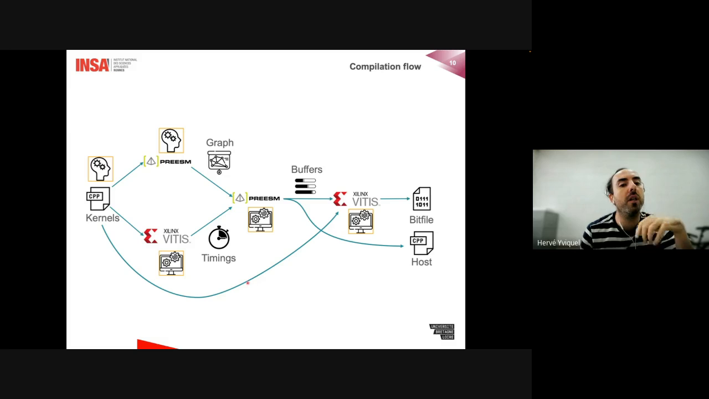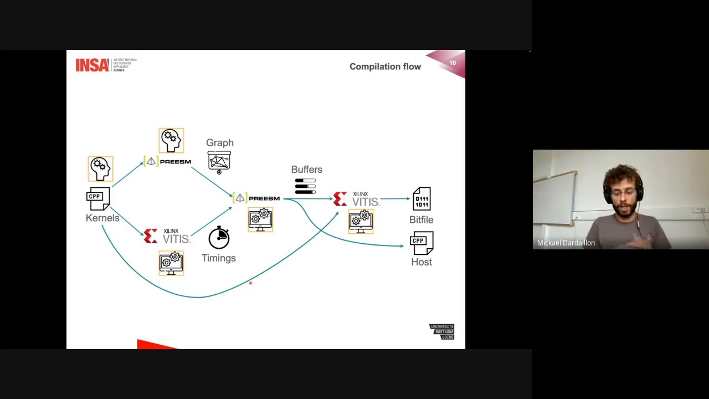Okay, but what kind of information do you need to give to Vitis? I mean, what kind of directives are you using inside the kernel? Oh, inside the kernel, well, that would be for our tools. That would be any kernel that we can use.